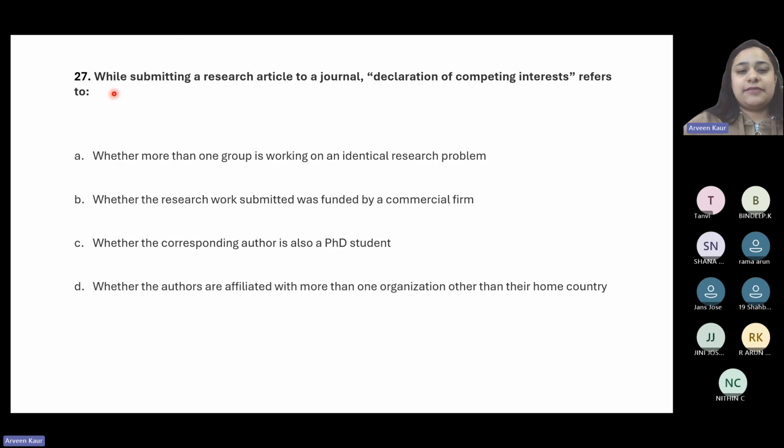Then question number 27. While submitting a research article to a journal, the declaration of competing interests refers to either whether more than one group is working on an identical research problem, or whether research work submitted was funded by a commercial firm, whether the corresponding author is also a PhD student, or whether the authors are affiliated with more than one organization other than their home country. Which one of these will come in declaration of competing interests?